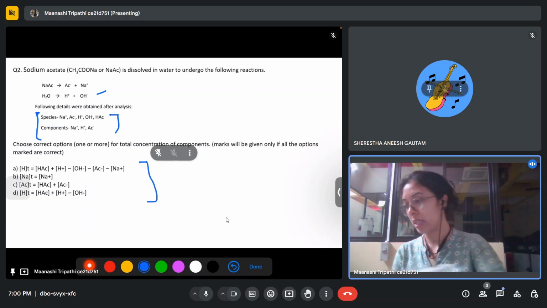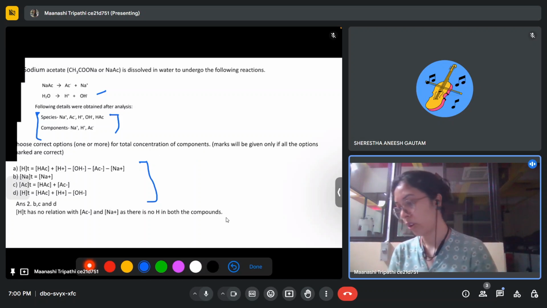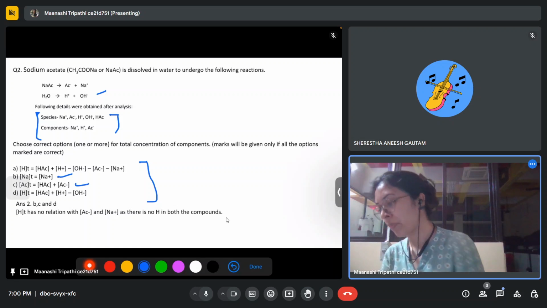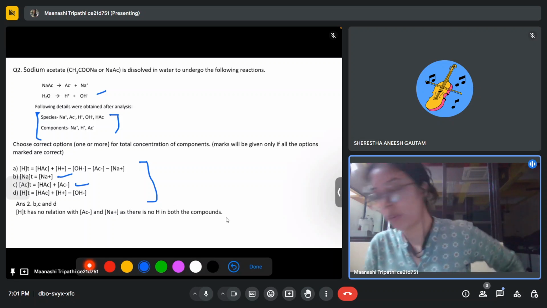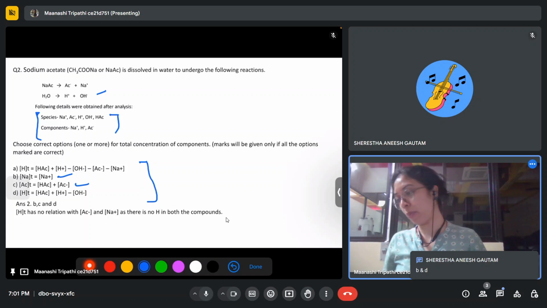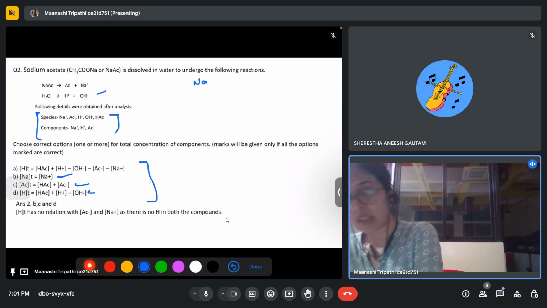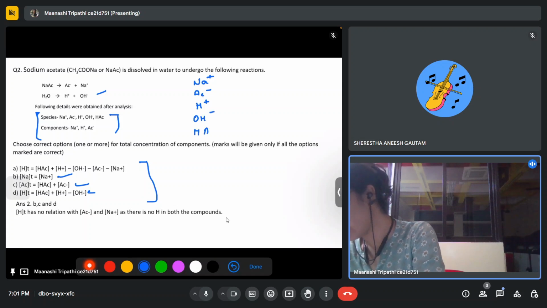Okay, we'll see the solution now. This is option B, C, and D. So how did we get these options? We have species and components, right? So for writing all the, let's go to step number 3, that is writing the formation equation. So what all the species are there? Na plus, Ac minus, H plus, OH minus, and HAc.